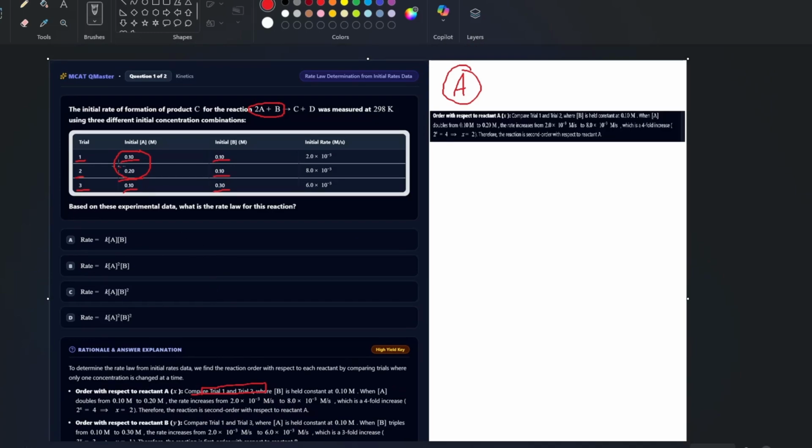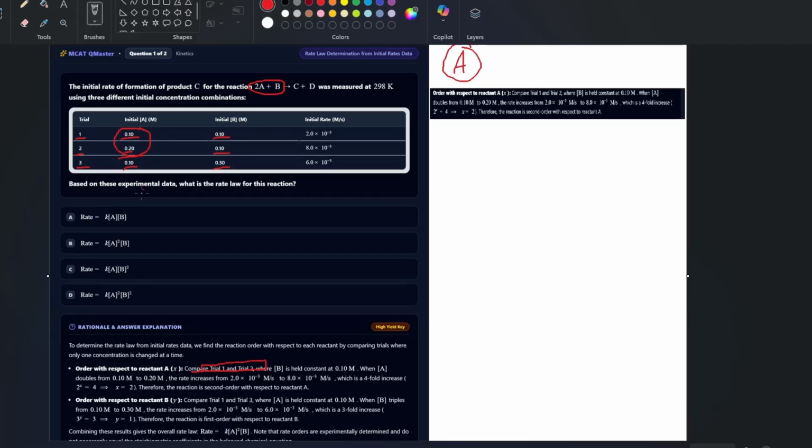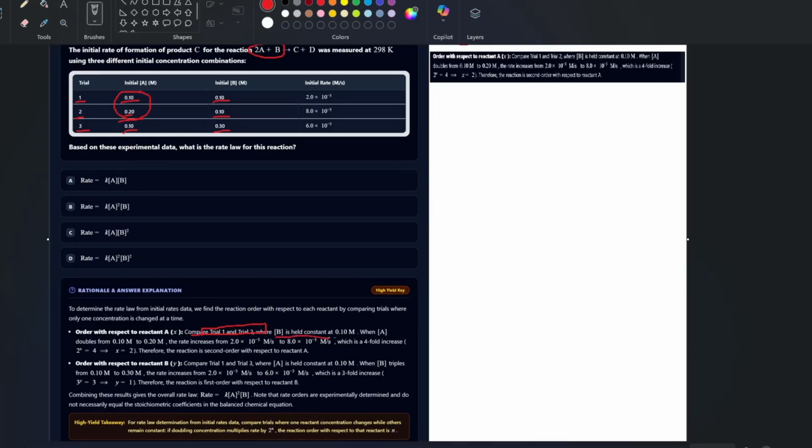Why did they choose 1 and 2? Because for 1, it's all constant, 0.1 initial, 0.1 initial for A. And the only one that's changing is A for 2. So that makes it good to compare those two, where B is held constant and where A doubles. So they're actually explaining why they chose trial 1 and 2 to compare, to find reactant A.